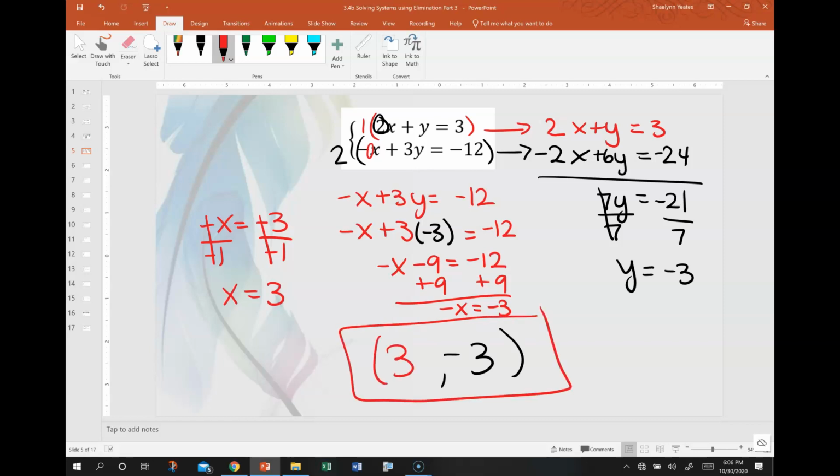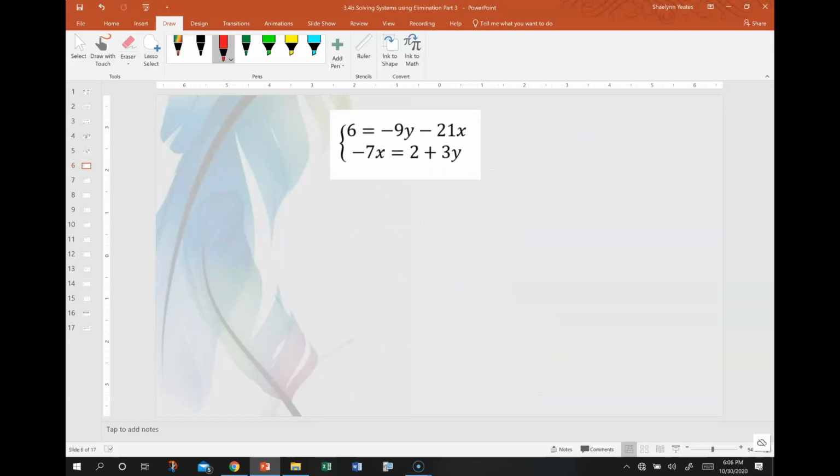That was really nice. I liked that one. Alright, let's try another one. Okay, we got a problem here. My x's don't line up with my x's. My equal signs don't line up with my equal signs. I got all sorts of weird stuff going on. So we got to rearrange.